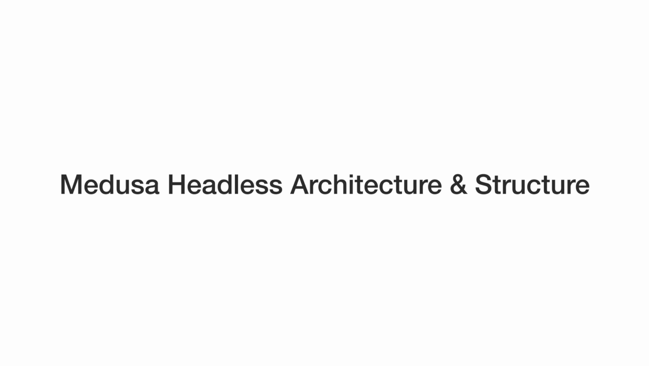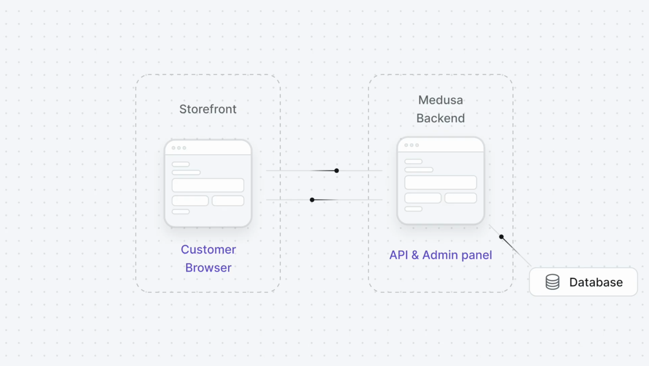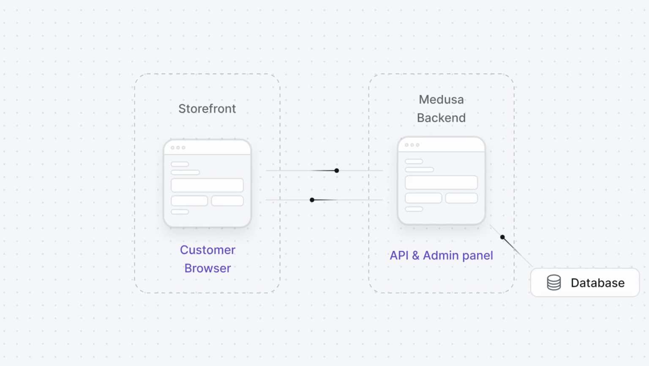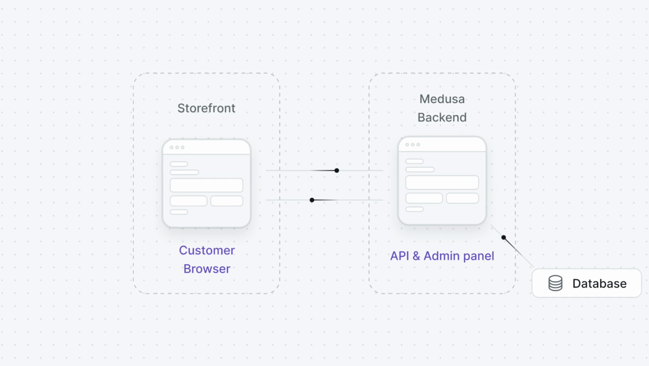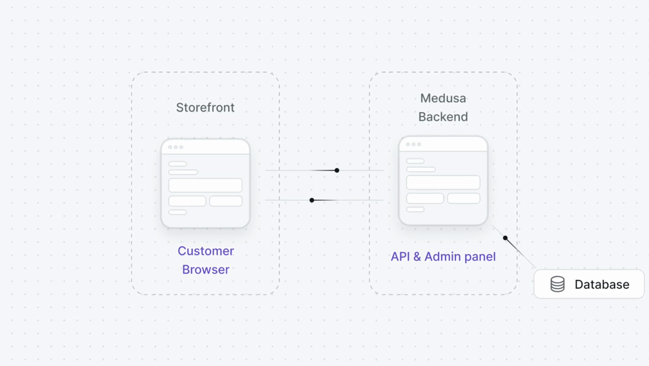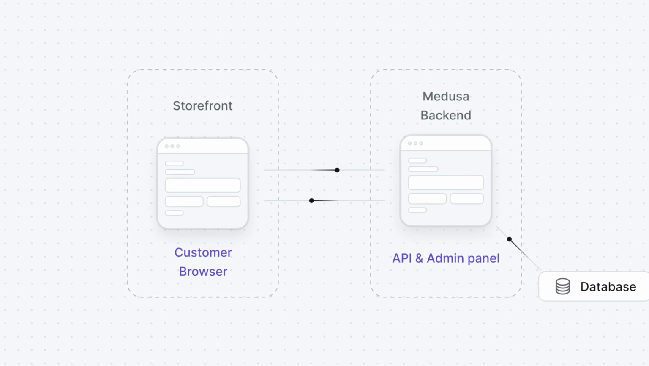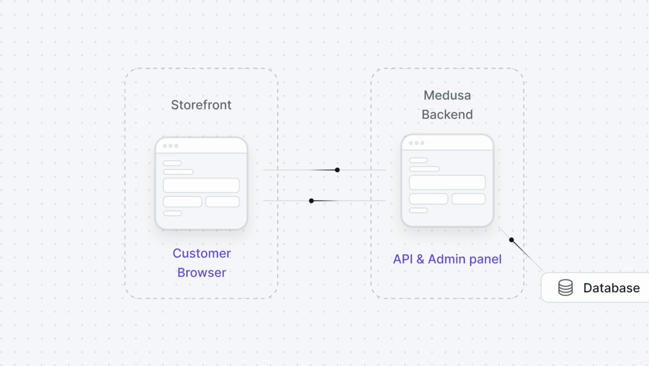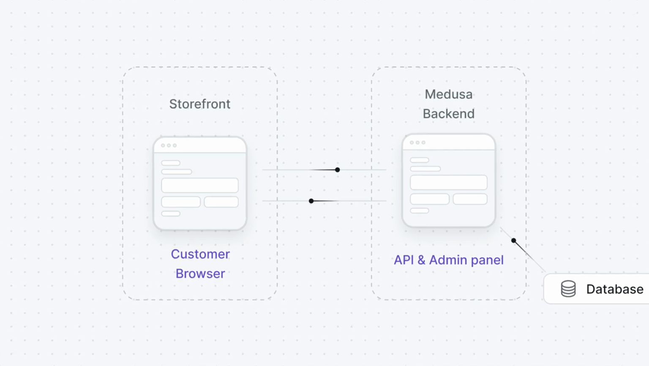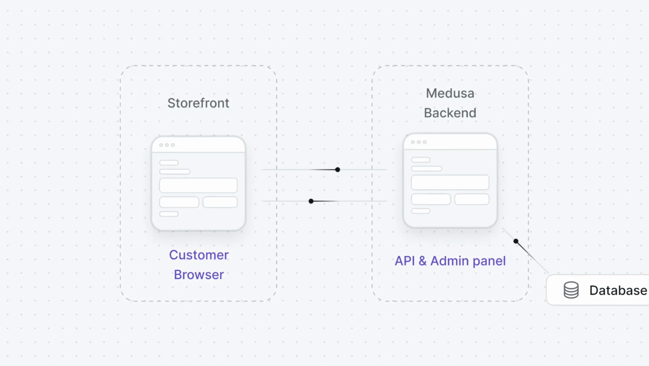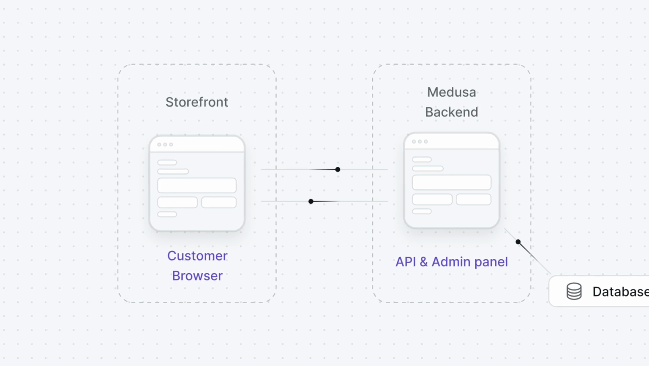In this section, I will talk about the headless architecture of Medusa and the project structure. But before doing that, I want to actually show you a diagram. On the left side of this diagram, you have the storefront. The storefront is running in the customer's browser, and it is used for listing products, updating the cart, adding products to the cart, making orders and others, as you've seen in the previous chapter. The storefront utilizes the Medusa backend to do it via the API.